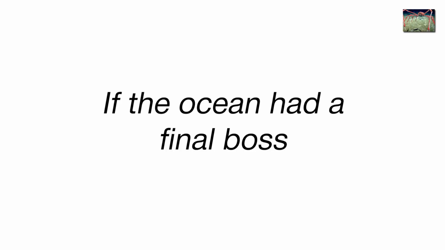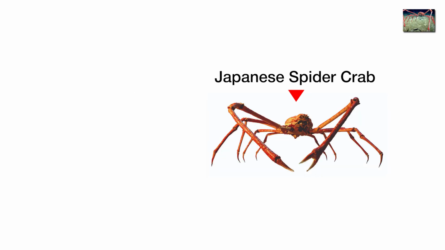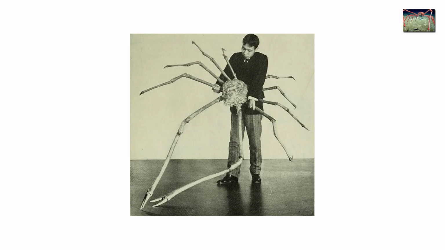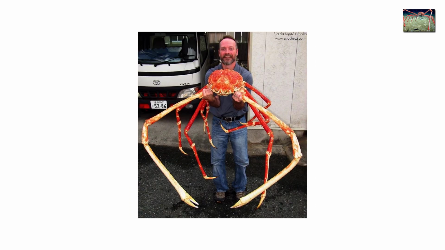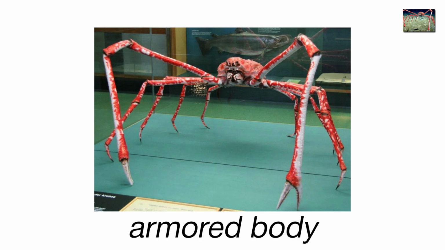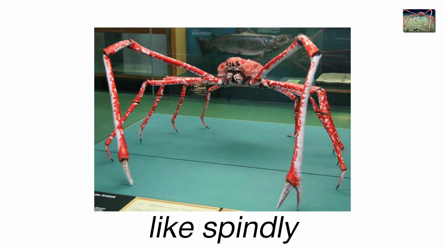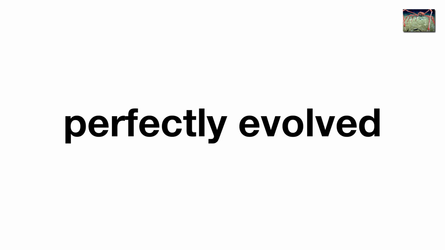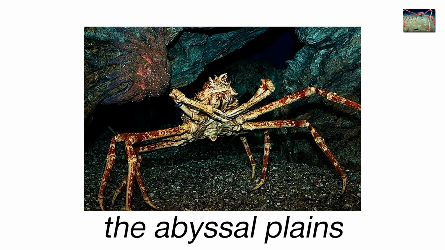Japanese spider crab, the giant of the deep. If the ocean had a final boss, it would be the Japanese spider crab. With a leg span of up to 4 meters, this crustacean is the largest arthropod on Earth. Its orange armored body sits atop legs like spindly scaffolding, perfectly evolved for walking across the abyssal plains.